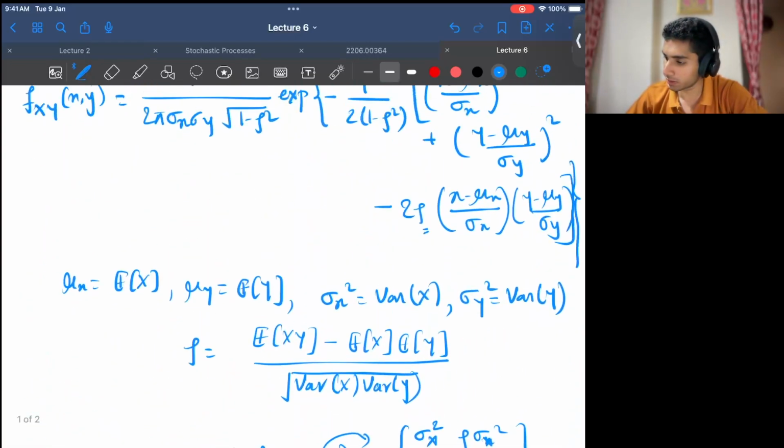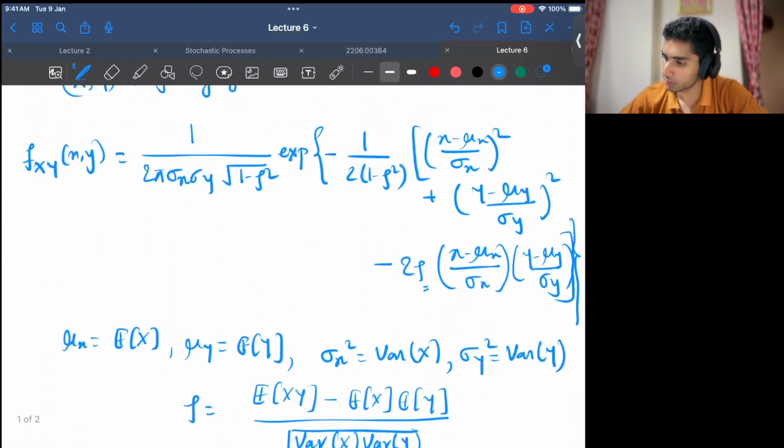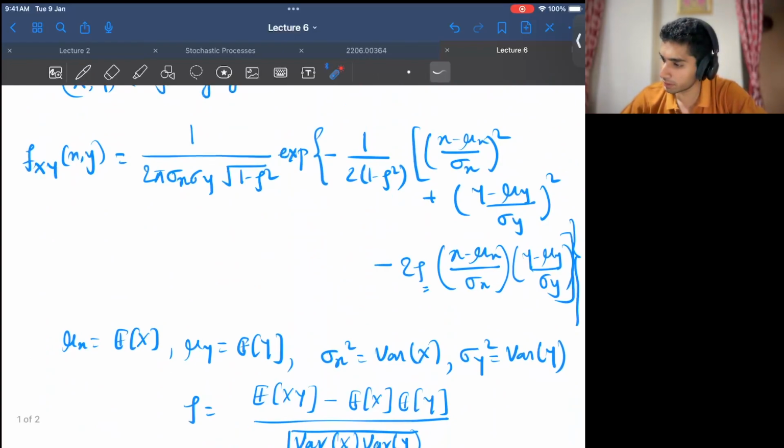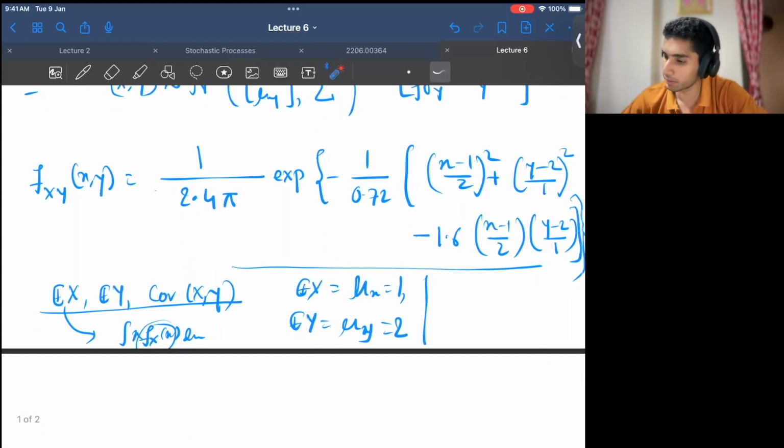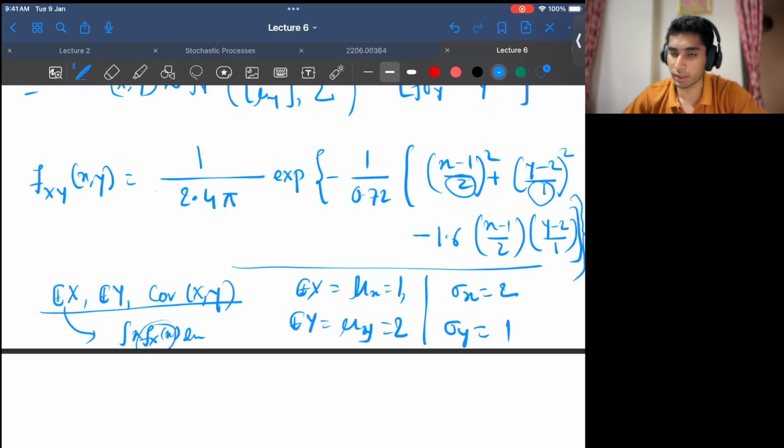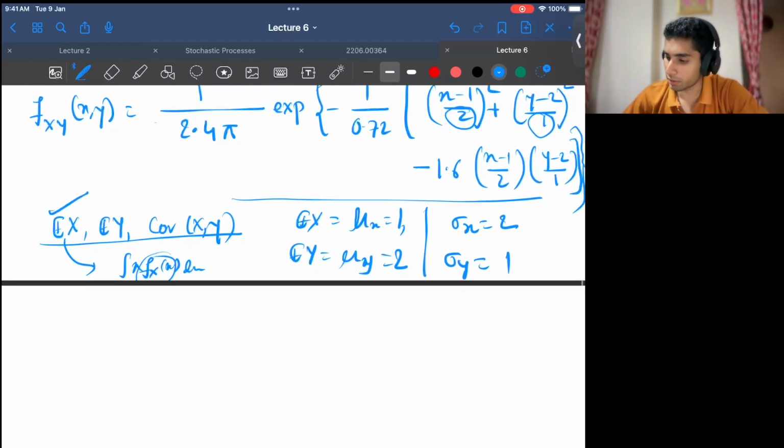Further, what else is given to you? You can also see whatever is in the denominator. This is sigma x. What is the equivalent of sigma x in this expression? Sigma x is given to you to be 2 here. Similarly, sigma y is this thing, which is given to you to be 1. So expected value of x and expected value of y were quite simple because you just saw them from the expression. What about covariance?